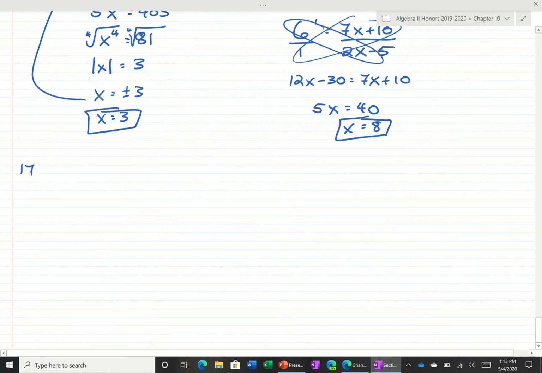Number 17, we have the log base 16 of 9x plus 5 minus the log base 16 of x squared minus 1 is equal to 1/2. So let's go ahead and use the quotient property.